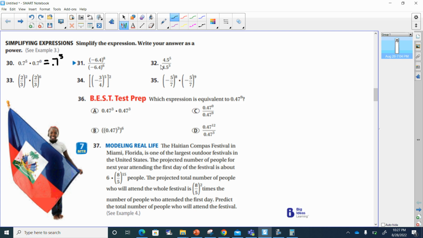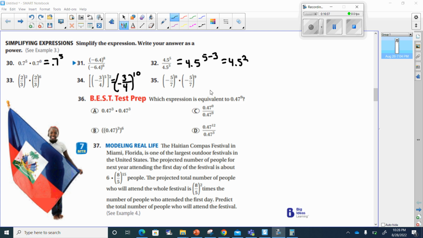Number 32, I'm dividing here using my quotient property. This is going to be equal to 4.5 to the 5 minus 3 power. And that's going to equal 4.5 to the 2nd power. All right, number 34, whatever power to a power, I can multiply. So this is going to be equal to negative 3 over 4. That negative is a part of it. And I'm going to put this all to the 10th power. Let's see, I've got to get to number 36 here.